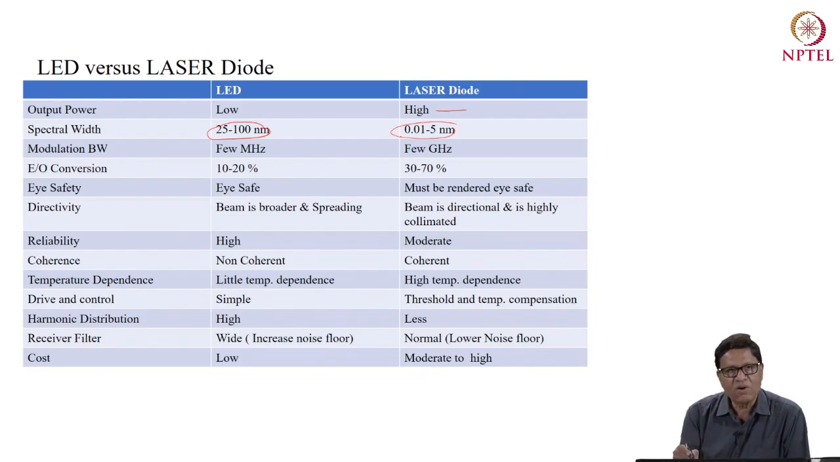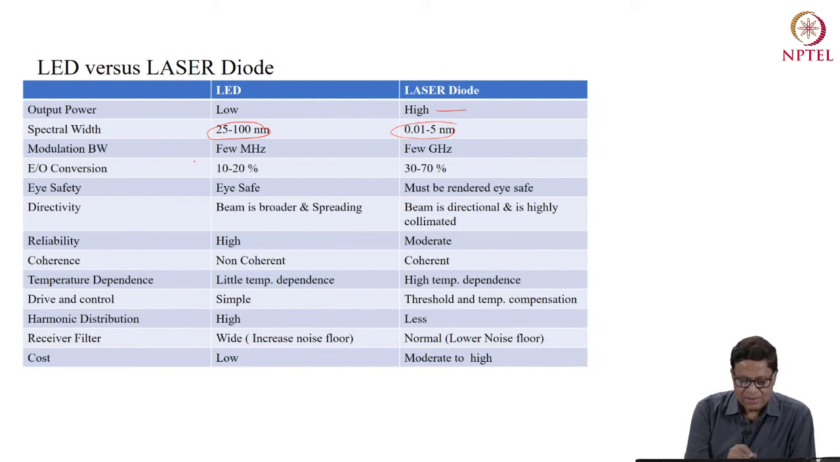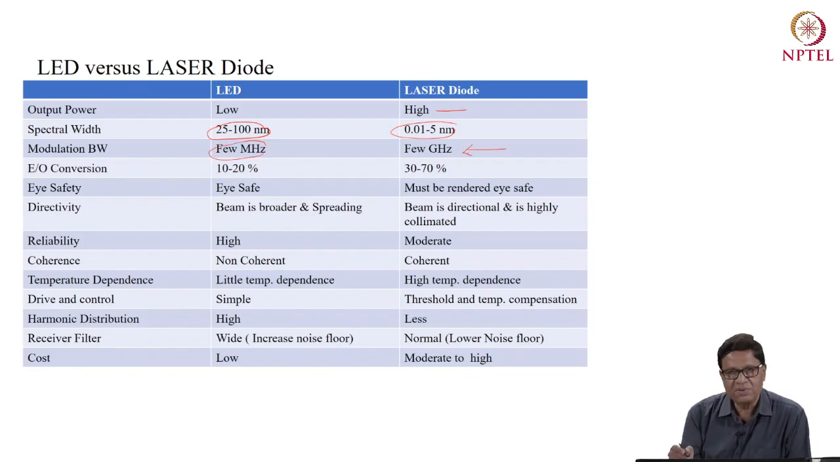So you can get longer distance communication using a laser diode. Because the spectral width is low, the dispersion will be low. The modulation bandwidth is a few megahertz for an LED, whereas for a laser diode, we also saw it is about a few gigahertz. Electrical to optical conversion in the case of an LED is very low, 10%, 20%. Laser diode is about 30 to 70%.